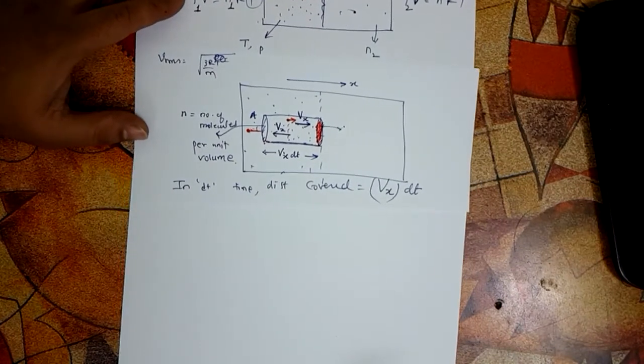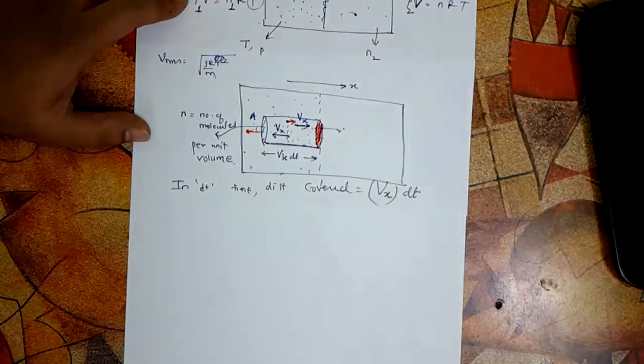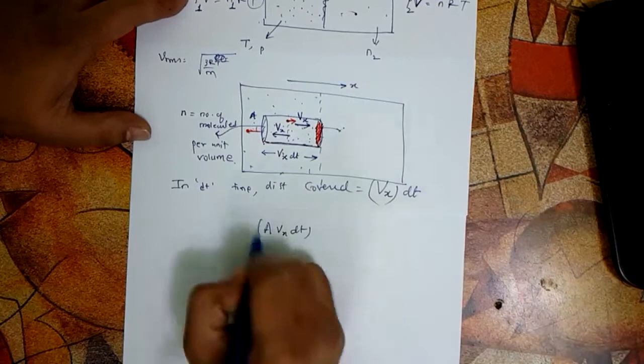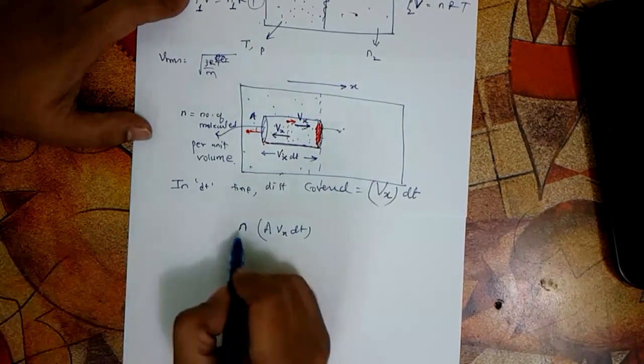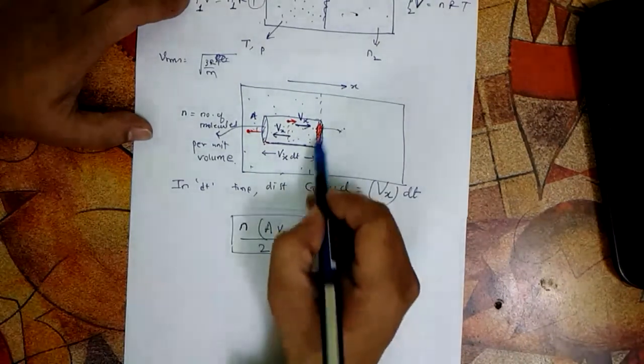So, how many molecules will be there in this? The volume is A Vx dt, and this volume multiplied by the number of molecules per unit volume gives these many molecules, and then divided by 2. These many molecules will be crossing this cross section A in dt time.